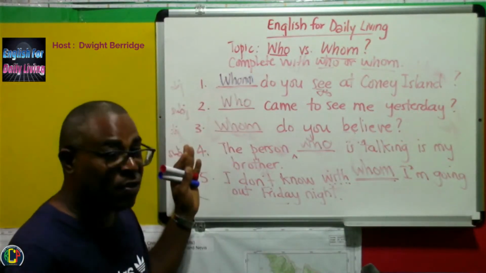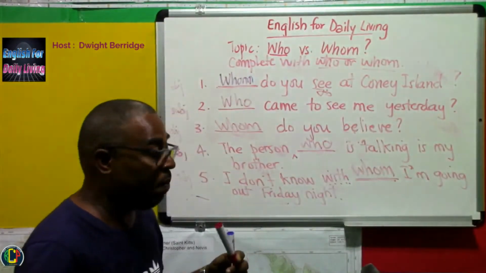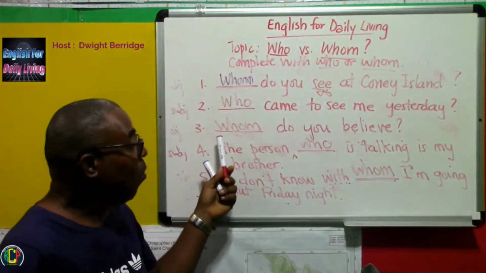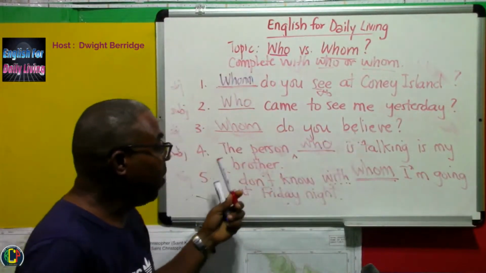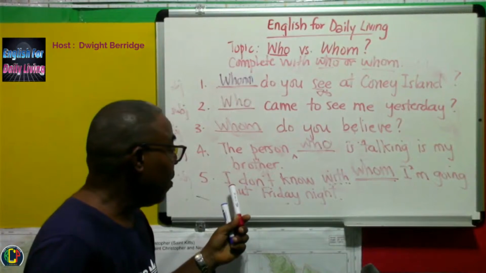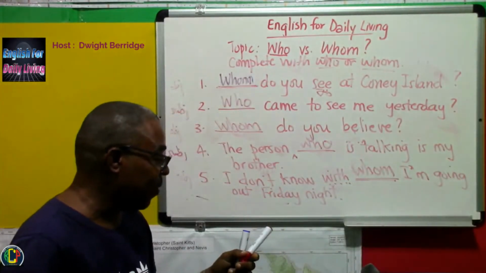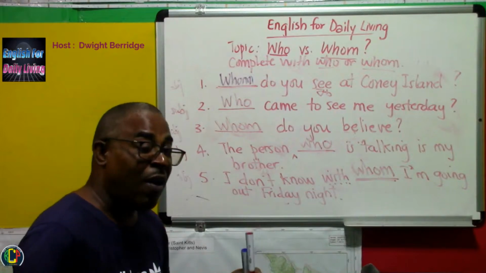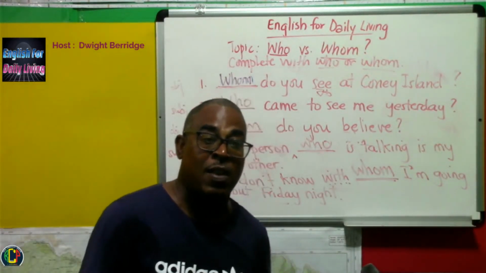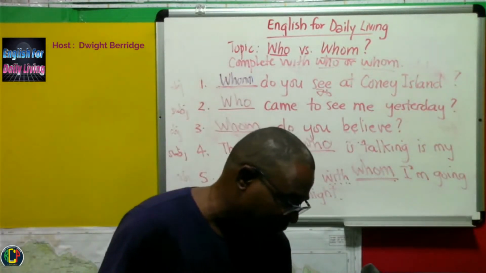Once again, let's say these sentences. Whom do you see at Coney Island? Who came to see me yesterday? Whom do you believe? The person who is talking is my brother. I don't know with whom I'm going out Friday night. For I know whom I have believed, and I'm persuaded that he is able. We know that from a hymn, a popular hymn in the church hymnal.